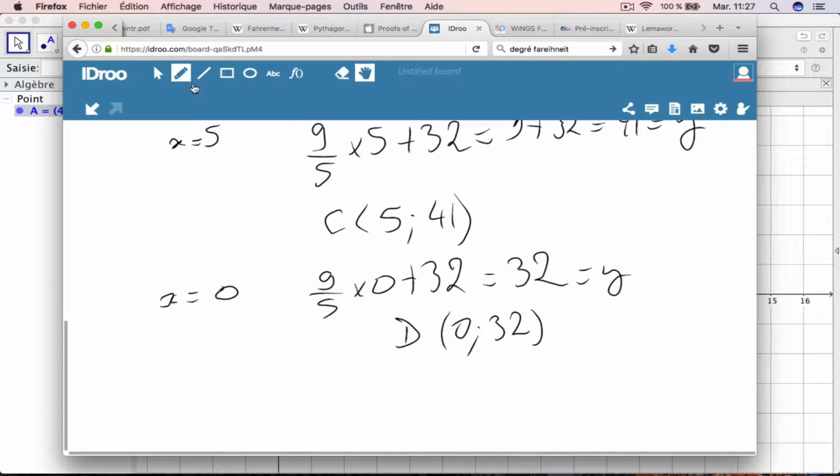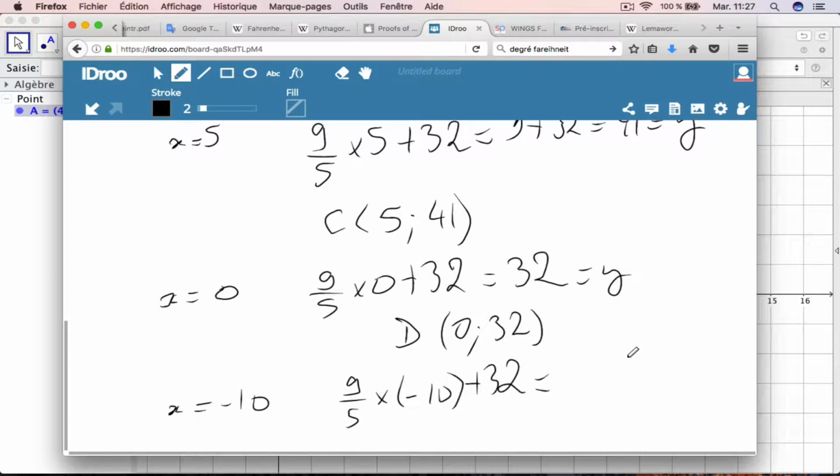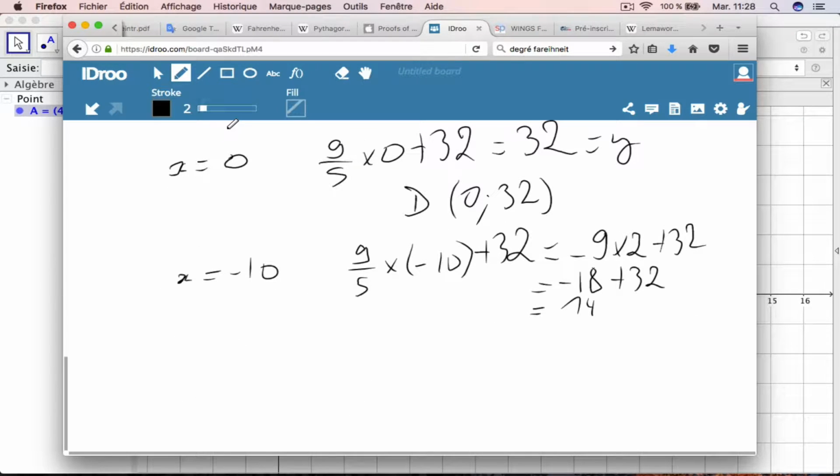And we can choose x equal minus 10, and we've got 9 on 5 times minus 10 plus 32, which is equal to minus 9 times 2 plus 32, which is equal to minus 18 plus 32, which is equal to plus 14. So we've got the point called E, minus 10, 14.